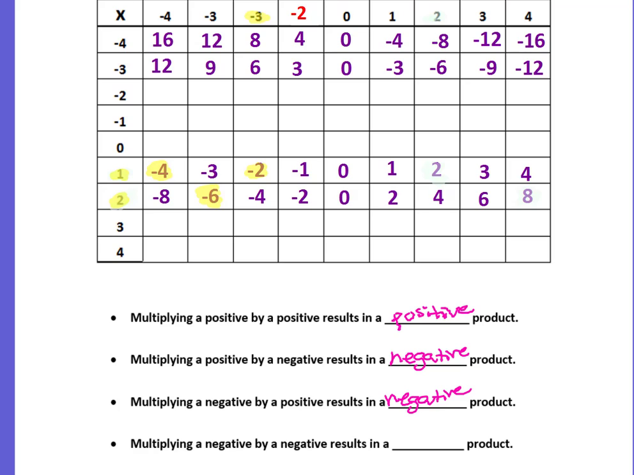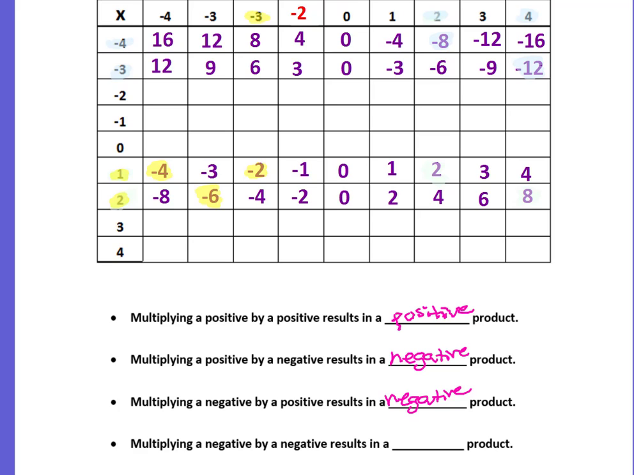And you can check up here. Start with the negatives, negative 4 times a positive, let's do times 2, it gives us a negative 8. Negative 3 times a positive 4 gives us a negative 12. Okay, so each time we got a negative product.